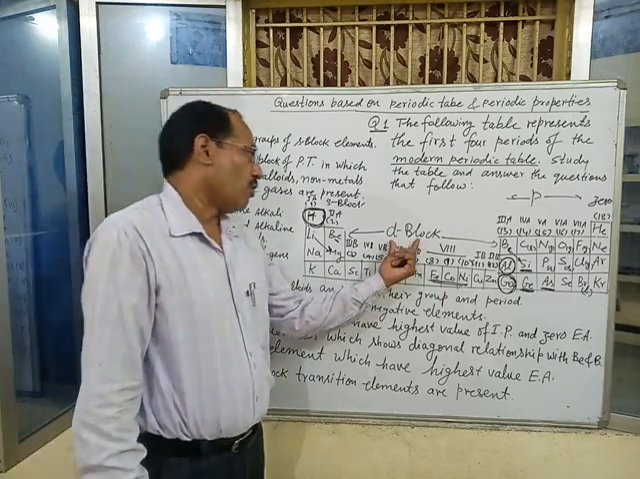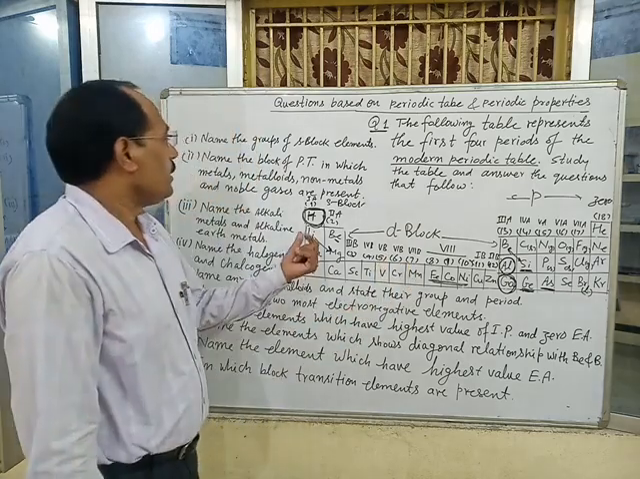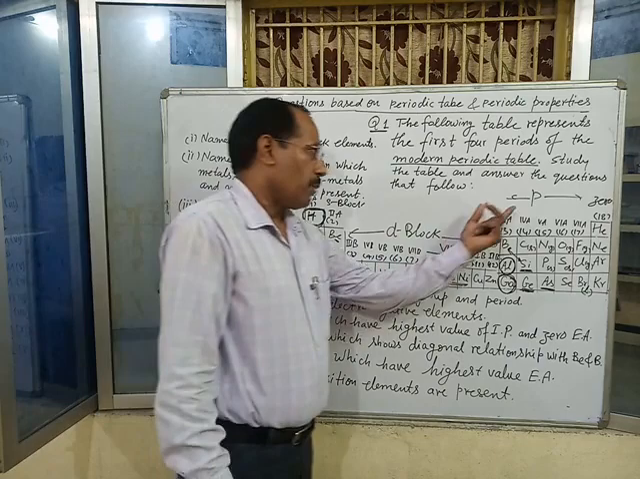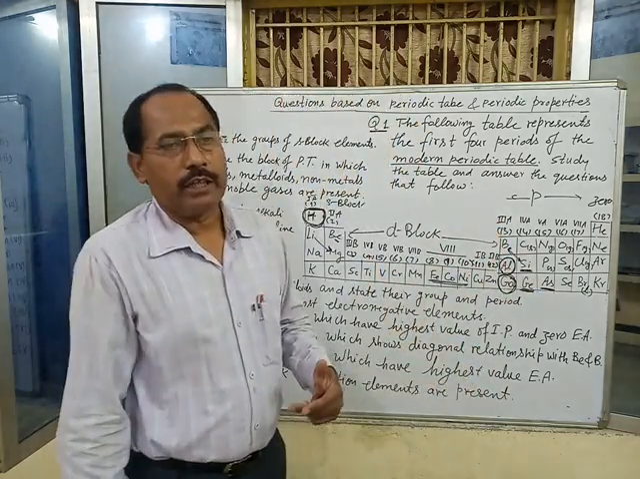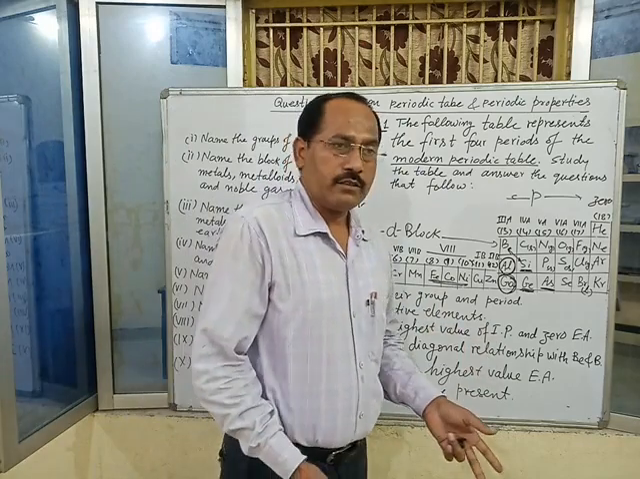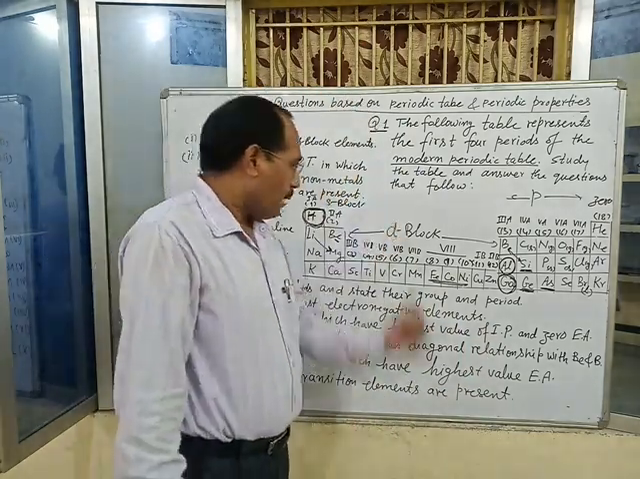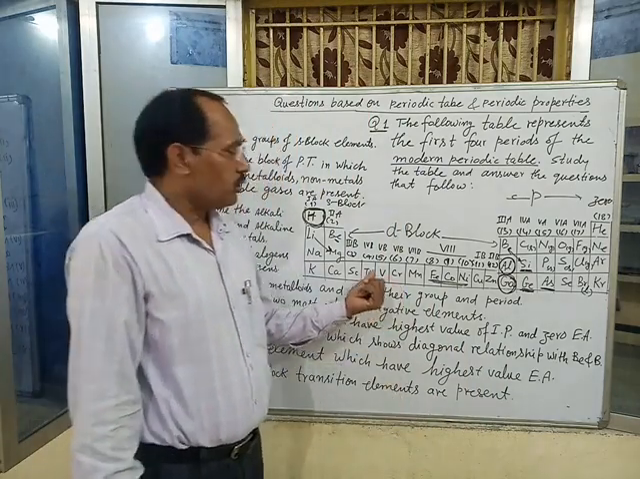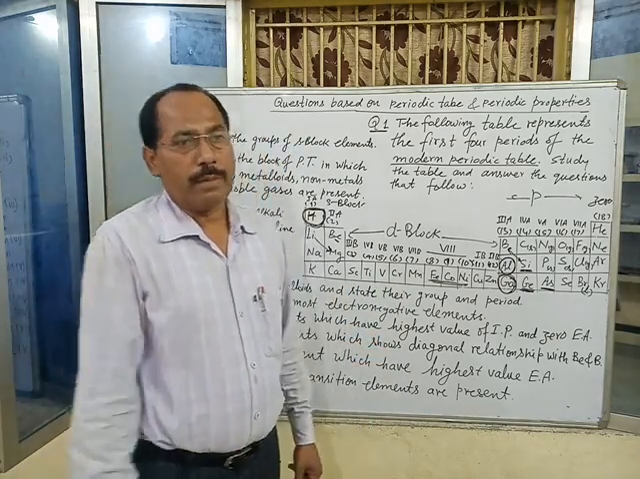In case of D block, all the elements are metals. In case of S block, except hydrogen, all the elements are metals. In case of P block, metals, metalloids, non-metals and noble gases, all four kinds of elements are present. In F block, which is not shown in the table or in the question, all the elements of F block are metals.